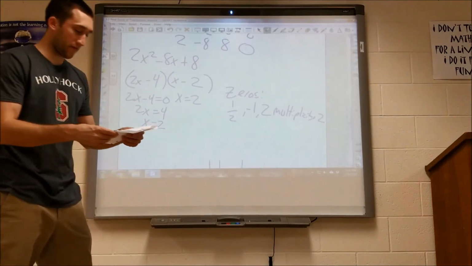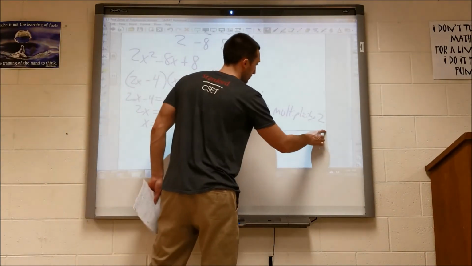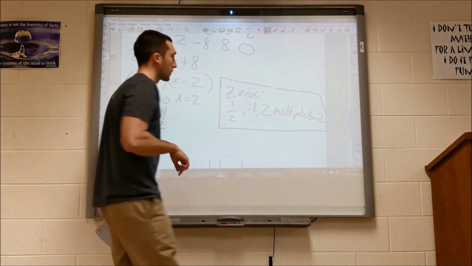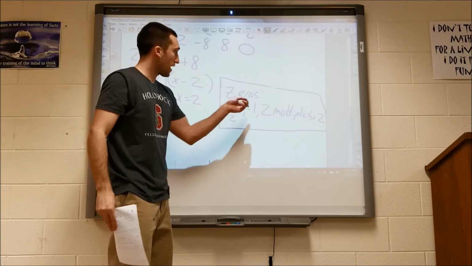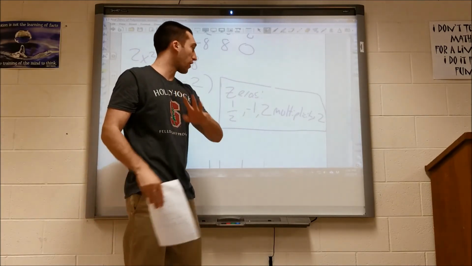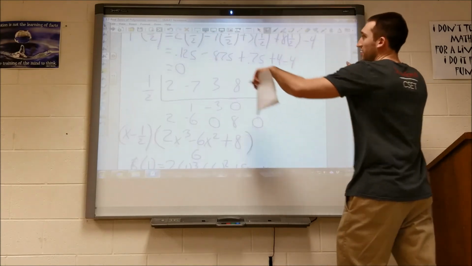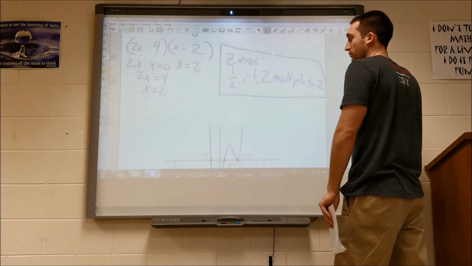Okay, so again, I have another root with a multiplicity 2. Okay, and that makes sense. I have 4 roots. I have 1/2, I have -1, and I have 2 twice. So I have 4 zeros. That makes sense because I had a 4th degree polynomial.